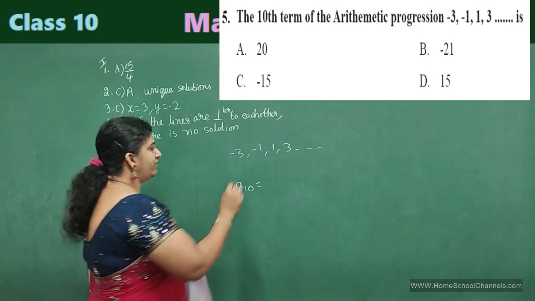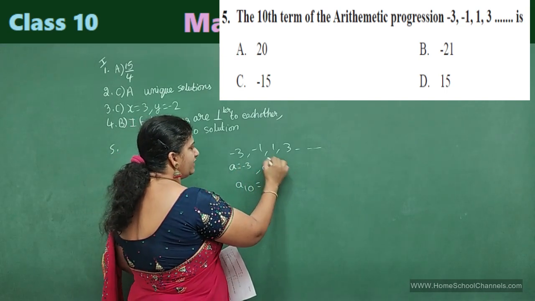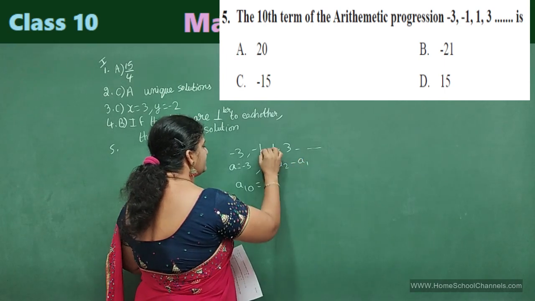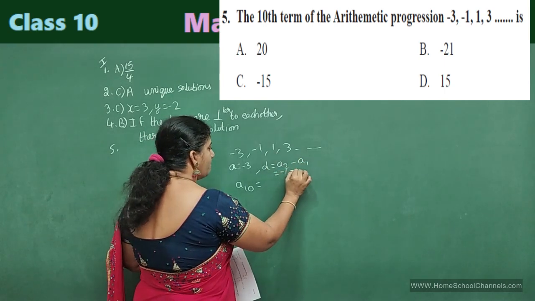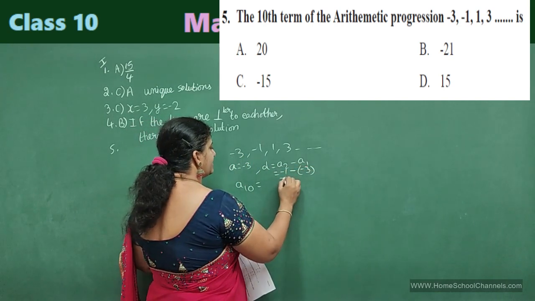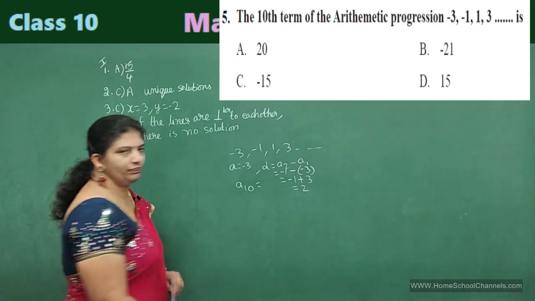Arithmetic progression given, find A. The value is minus 3, and the D value will be A2 minus A1. A2 value is minus 1, minus of A1 value minus 3, minus of minus 3, minus 1 plus 3, 3 minus 1 will be 2.